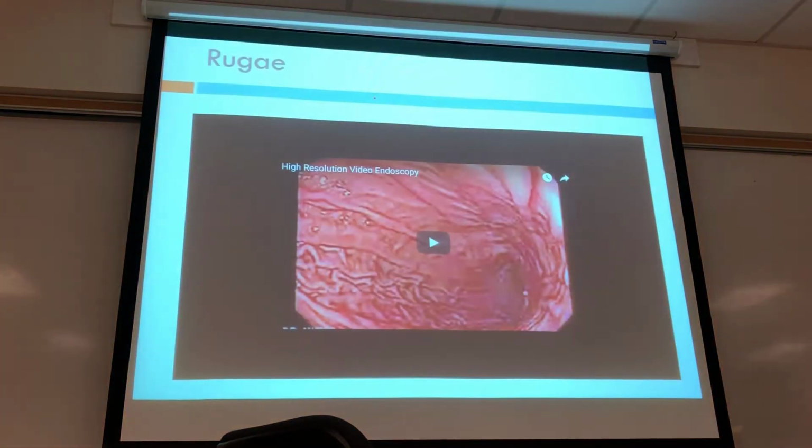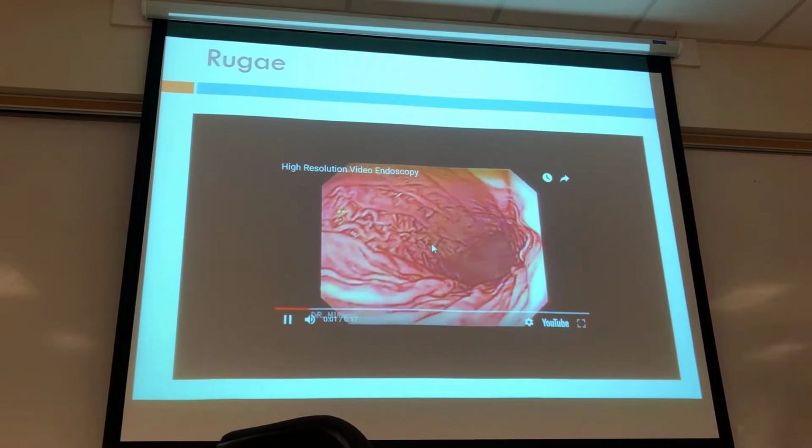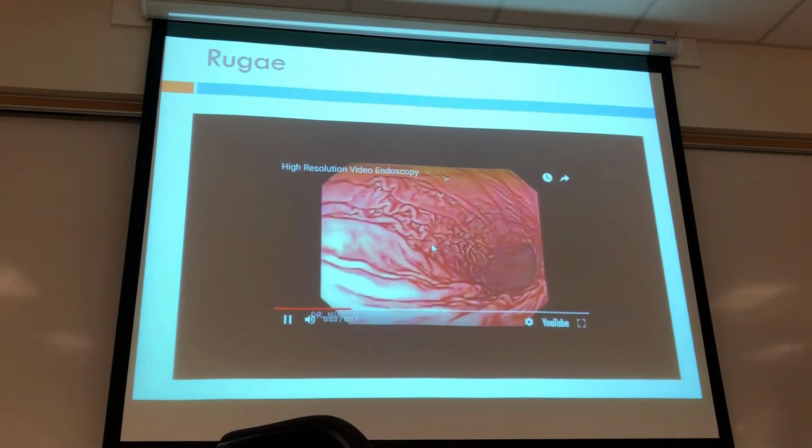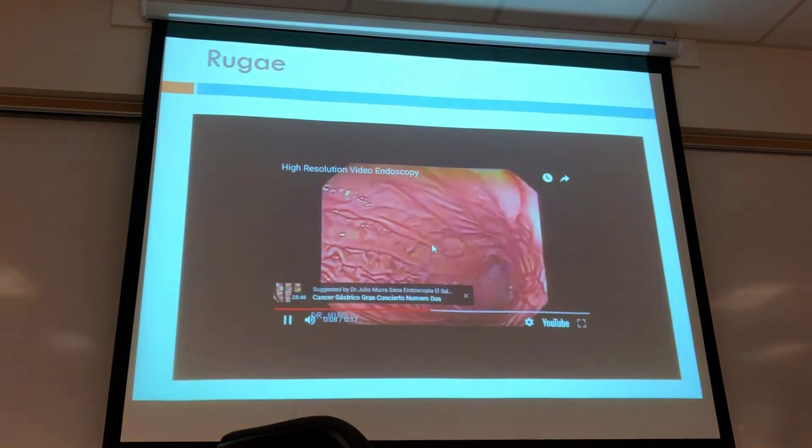Now, looking at the rugae, you'll see this is an endoscope, and they're basically going into the stomach itself. You can see the presence of the rugae. If I can just play that for you. And they're making their way in. You can see all the wrinkles.